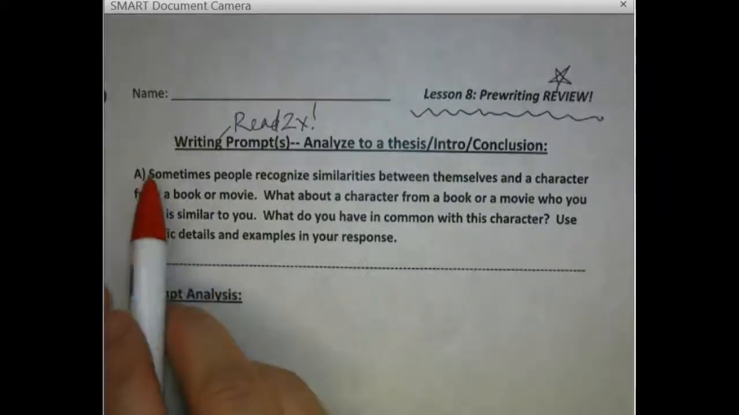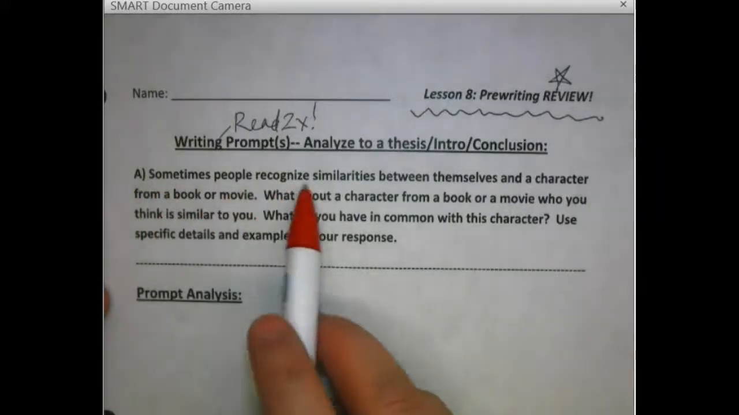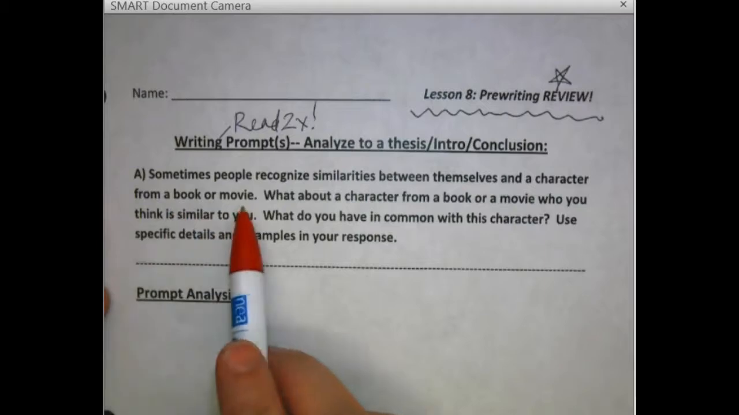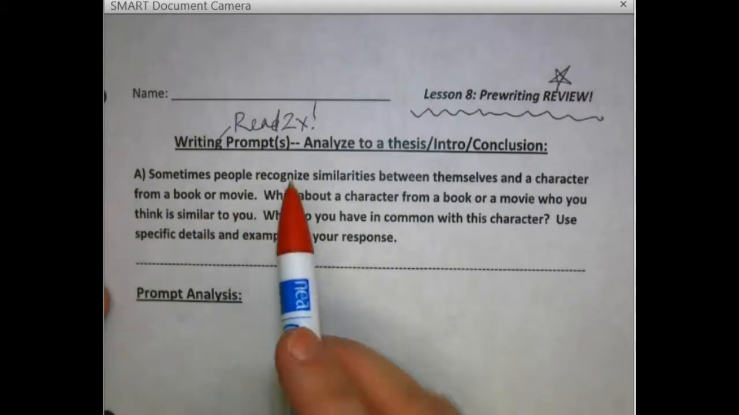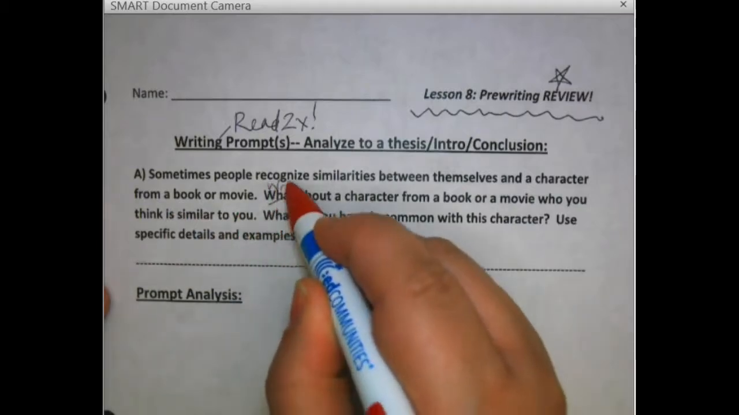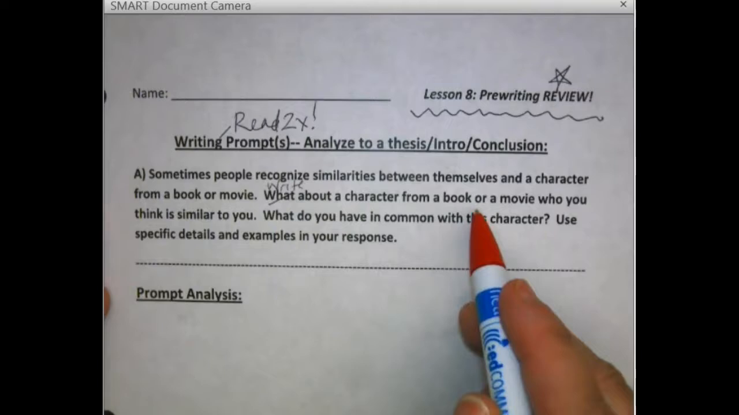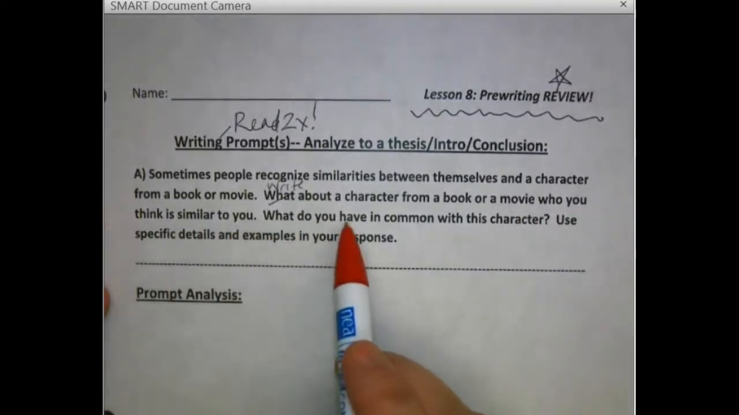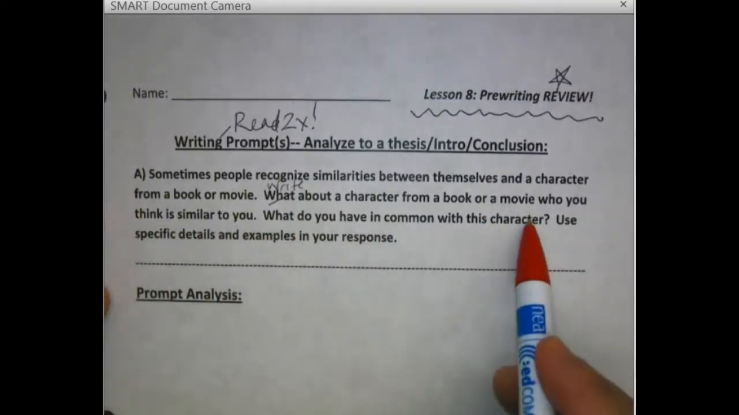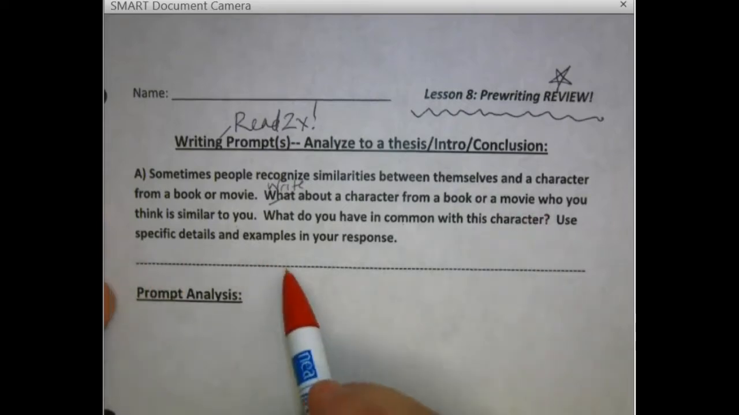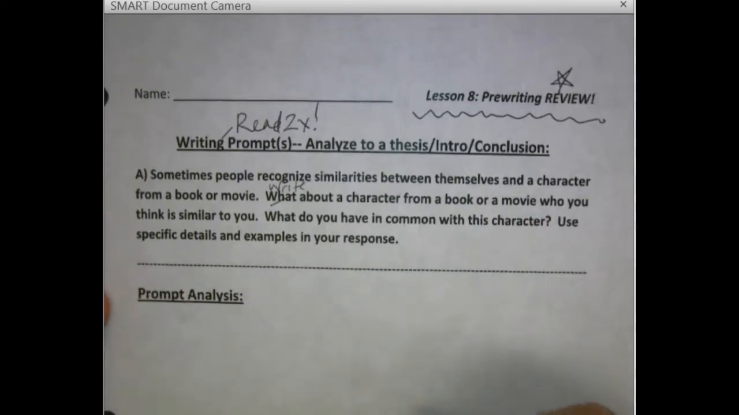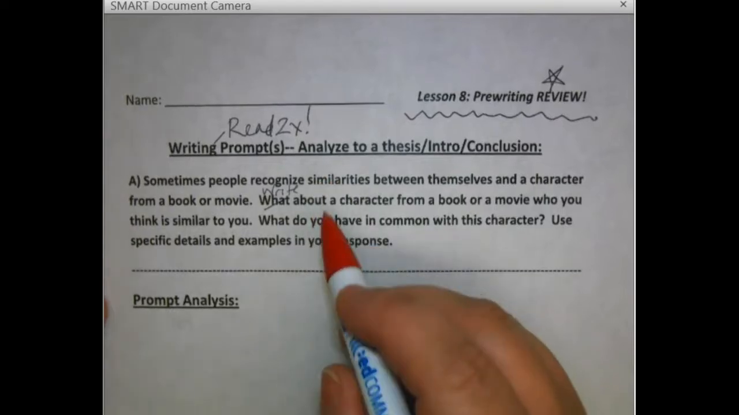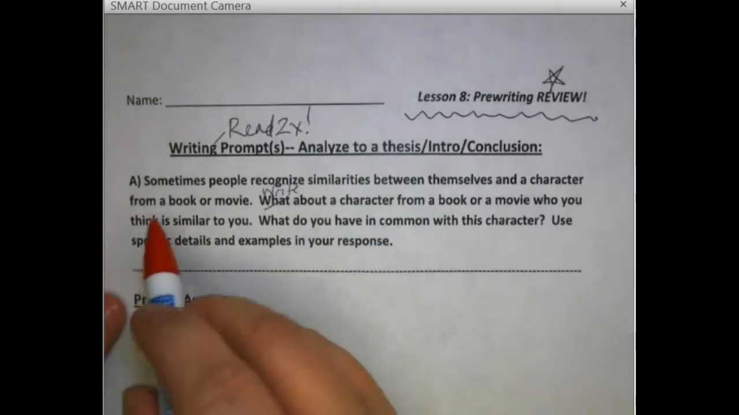So let's try it. Sometimes people recognize similarities between themselves and a character from a book or movie. This should say write about. Write about a character from a book or a movie who you think is similar to you. What do you have in common with this character? Use specific details and examples in your response. Alright, that's once. Let's read a second time and maybe circle or underline keywords.